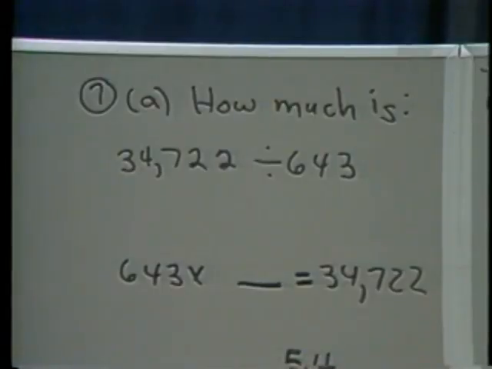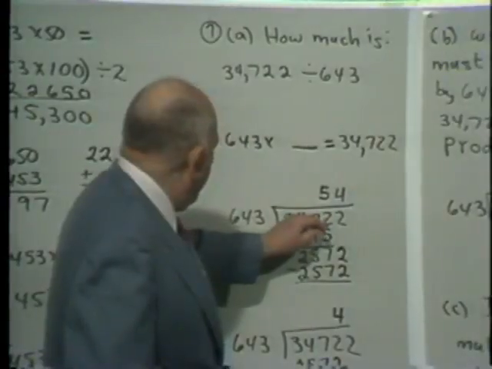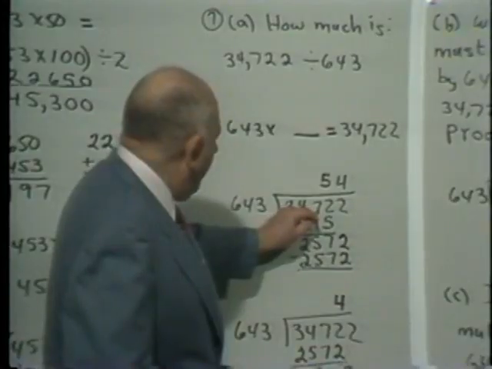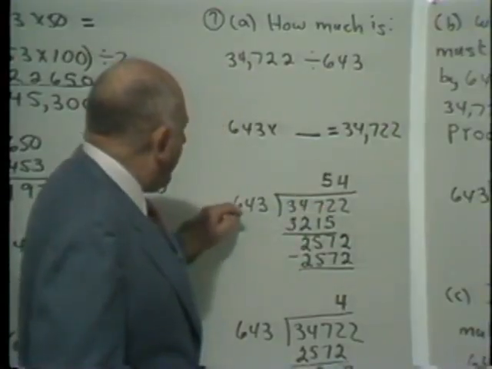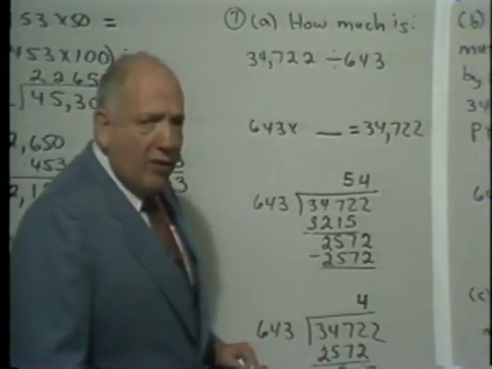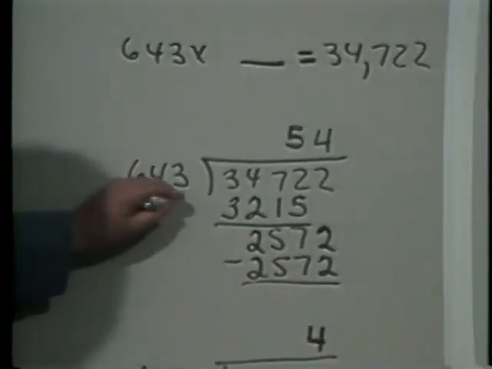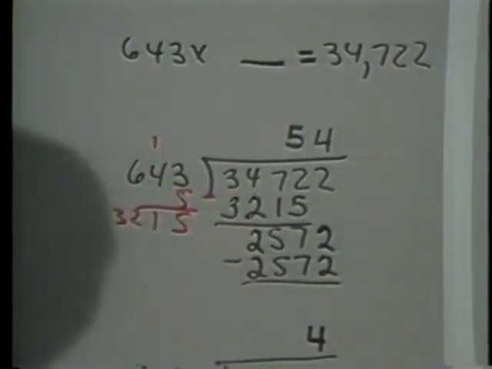Well, you see, remember how we do this problem? You look at the 643, you look for the first number that's bigger than 643. See, 3 is smaller, 34 is smaller, 347 is smaller, 3,472 is bigger. How many times does 643 go into 3,472? Well, we'll take a guess, around 5 times. So now I multiply by 5. That's 15. 1 carry the 2, 32. So I put the 3215 down here.